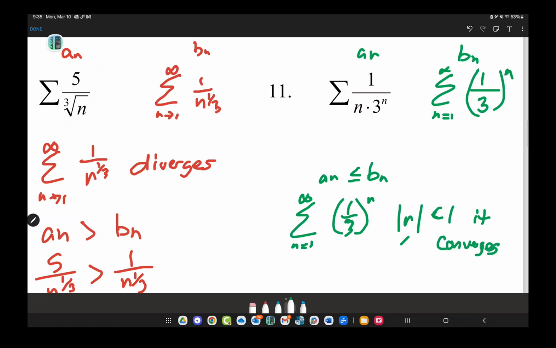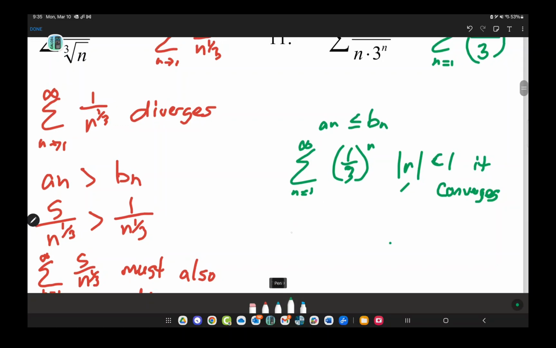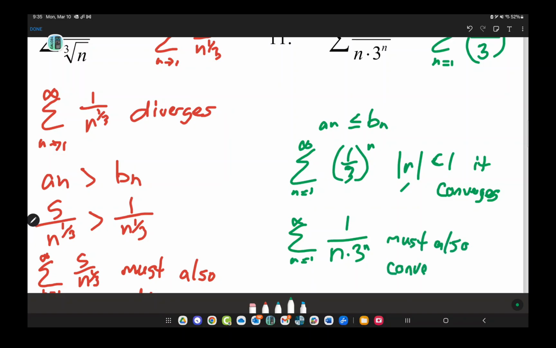All right, which means the sum as n goes from 1 to infinity of 1 over n times 3 to the n must also converge.